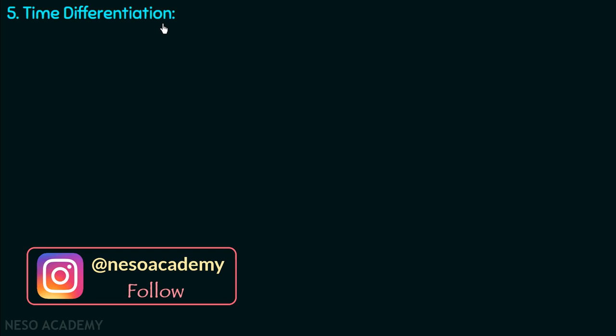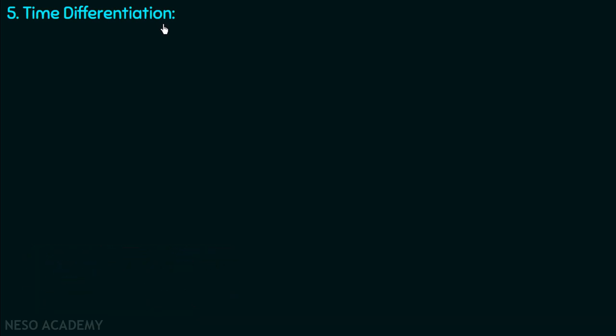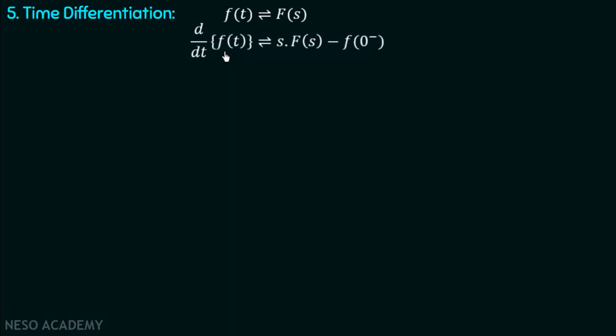As the name suggests, we will now differentiate the function in the time domain and will check for its Laplace transform. So, if f of t is having a Laplace transform F of s, then the derivative of f of t, which is the differentiation of the function f of t, will have a Laplace transform s multiplied F of s minus f of 0 minus.